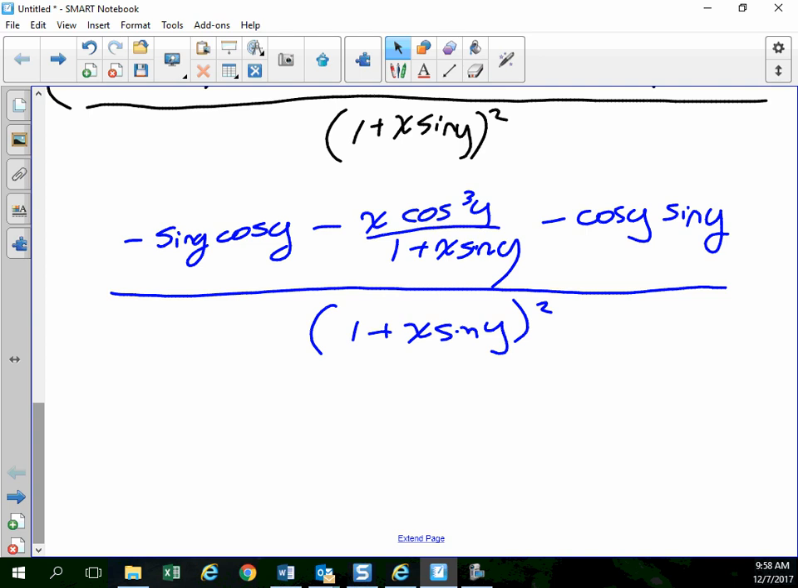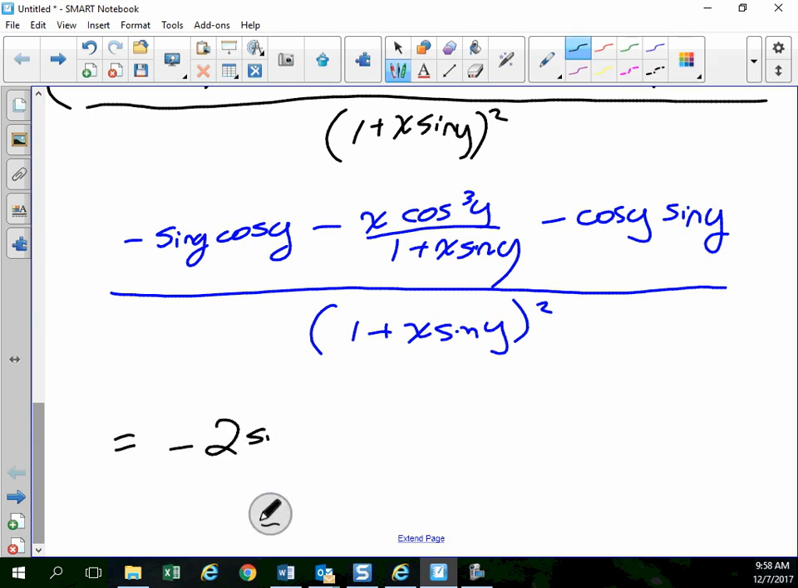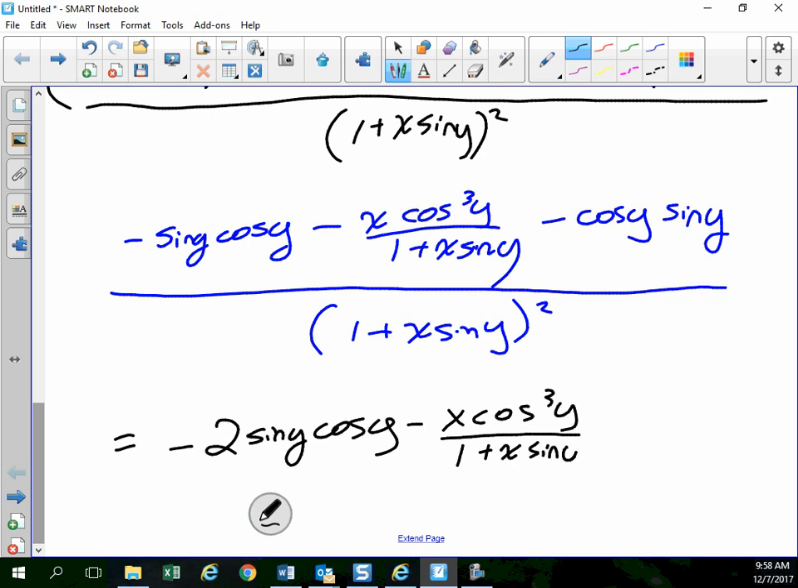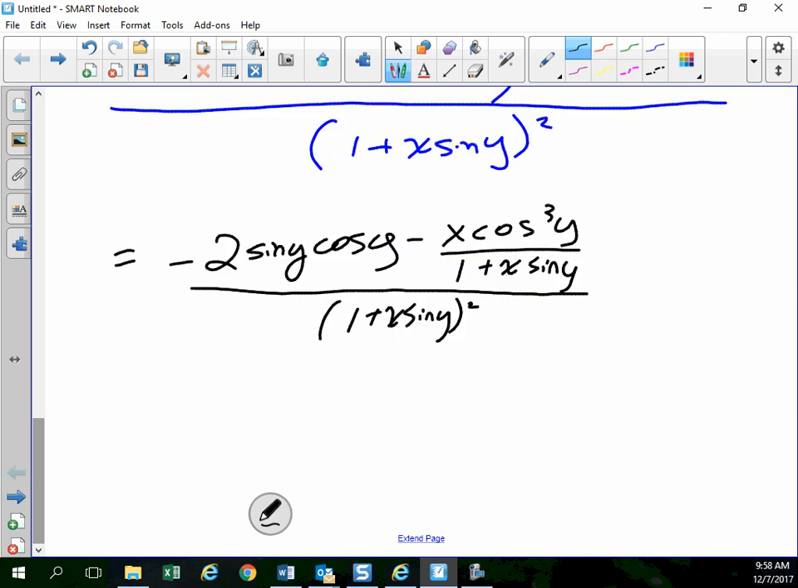Are we okay so far? I've got some combining that I can do since these two are exactly the same. That gives you negative 2 sine y cosine y minus x cosine cubed y over 1 plus x sine y, over 1 plus x sine y quantity squared.